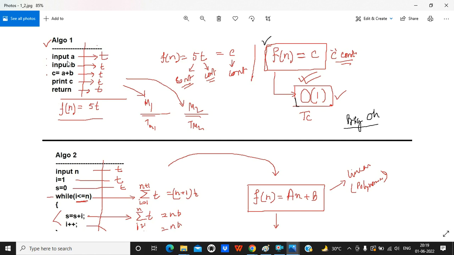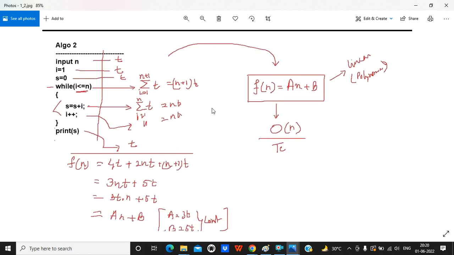So hence 5t can be considered as a constant. So fn is equal to c, a constant function. We say that this is a constant function. So the algorithms of this type which do not contain any loop, any nested loop, or any recursive function call can be considered as a constant function on n. So we did something like this in the last class.